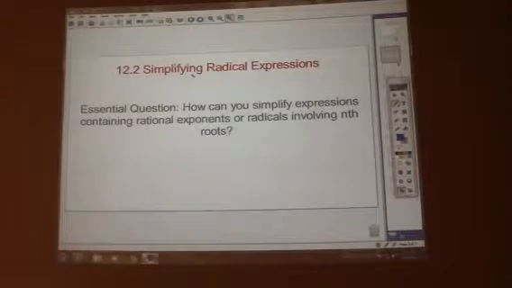12.2, simplifying radical expressions. How can you simplify expressions containing rational exponents, which means fractions, or radicals involving the nth root, which means square roots or cube roots or something like that?